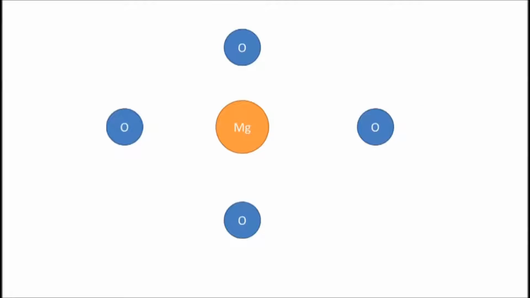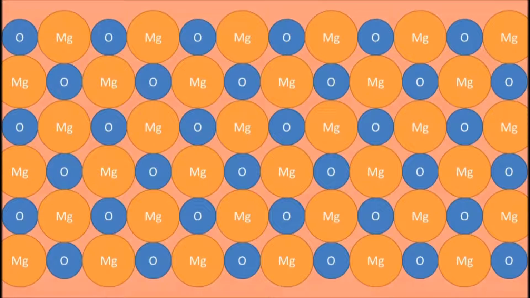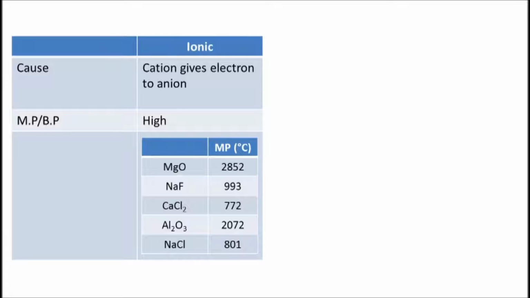The ions are tightly packed together in a lattice structure, with strong forces of attraction between the ions, which require a lot of heat energy to overcome. As such, ionic molecules have high melting and boiling points.